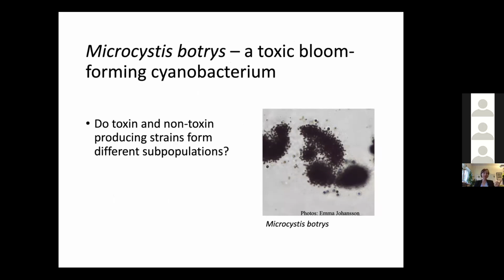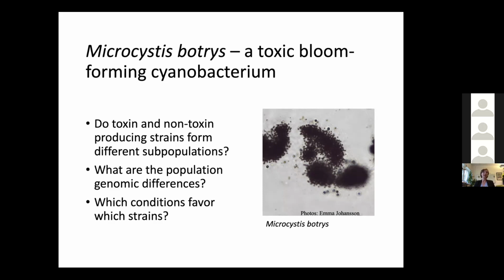The first one is, do toxin- and non-toxin-producing strains form separate subpopulations? That is, are they really genetically different in more ways than in the toxin production? The second question is, what are the population genomic differences? So looking at the whole genome, what are the differences between toxin- and non-toxin-producing strains? And finally, what are the different factors that favor one type of strain over the other?